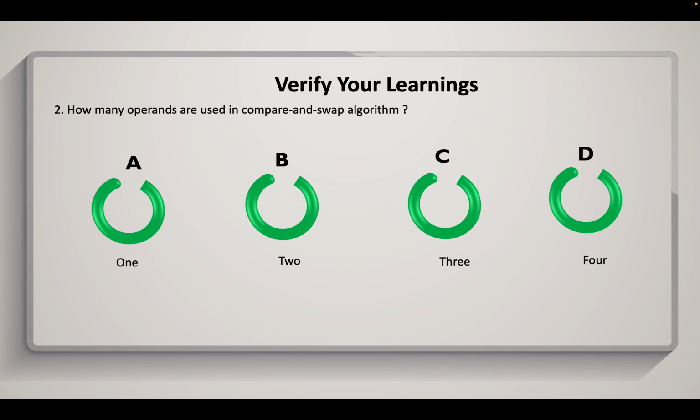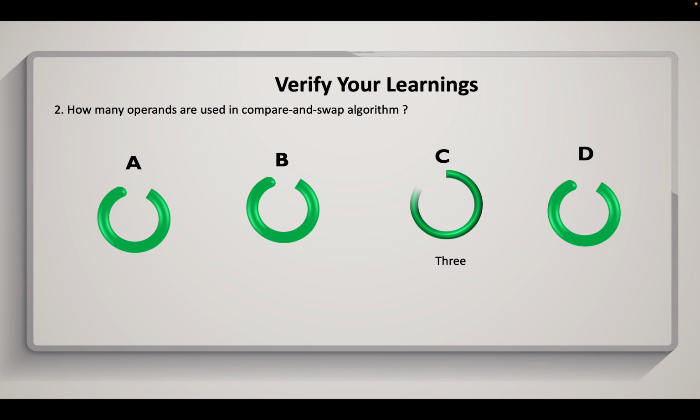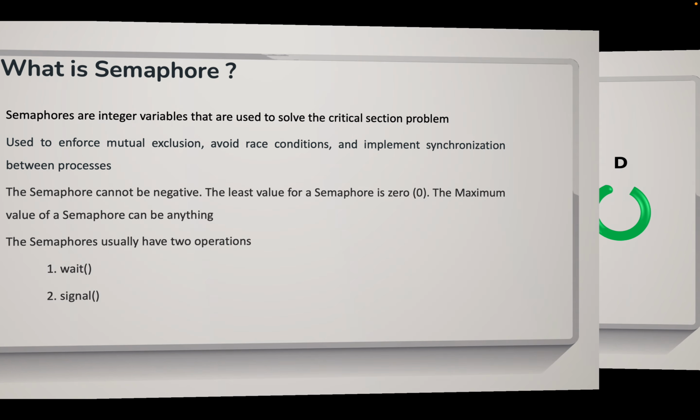How many operands are used in the compare and swap algorithm? Three arguments: old value, expected value, new value.